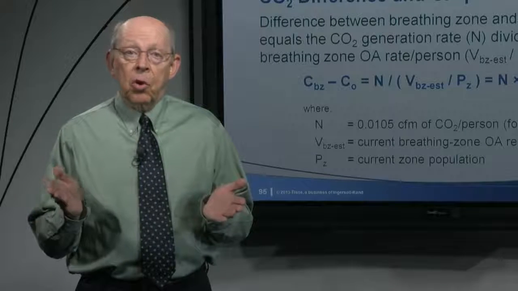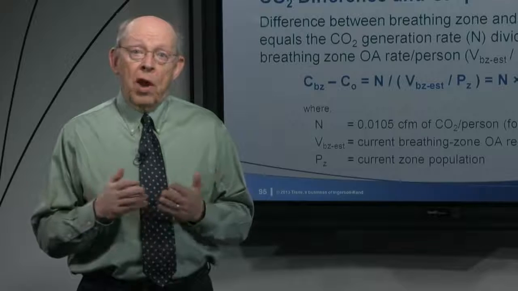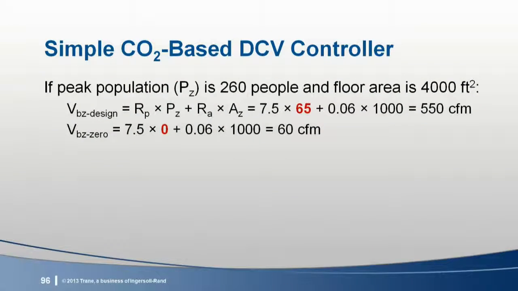We can design a controller for each demand control zone as follows. Let's consider a 1,000 square foot lecture classroom with a peak population of 65 occupants.